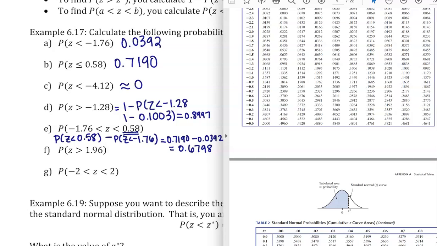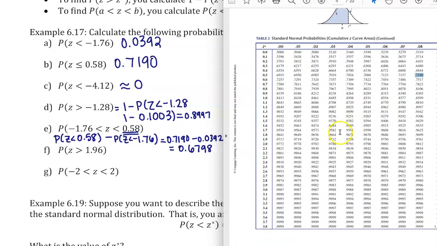All right, now for F, we're looking for the probability that z is greater than 1.96. So we go to the positive table, and 1.96 is right there, and we get 0.9750. But since this was a greater than problem, our answer is actually 1 minus that value. And so our probability answer is 0.025.